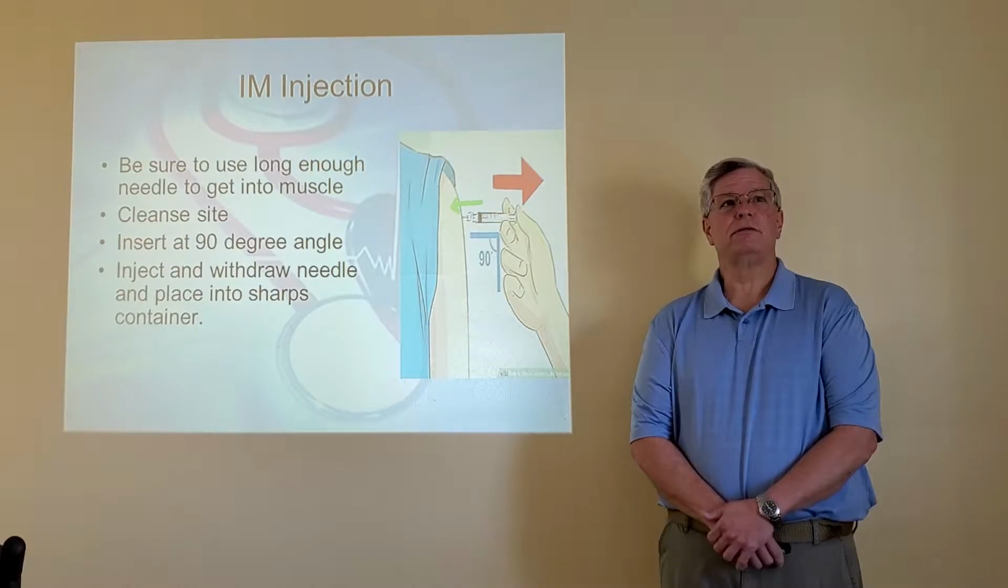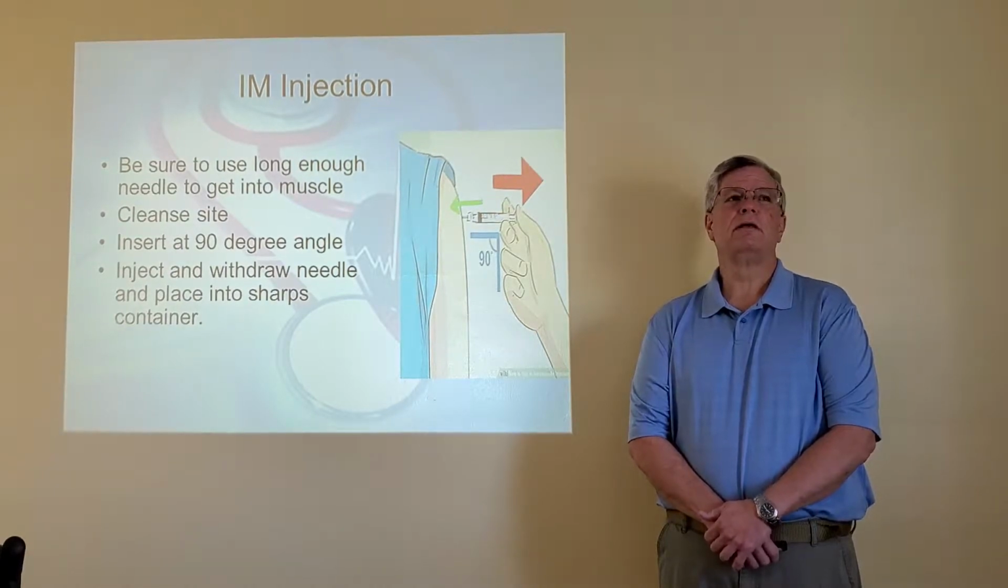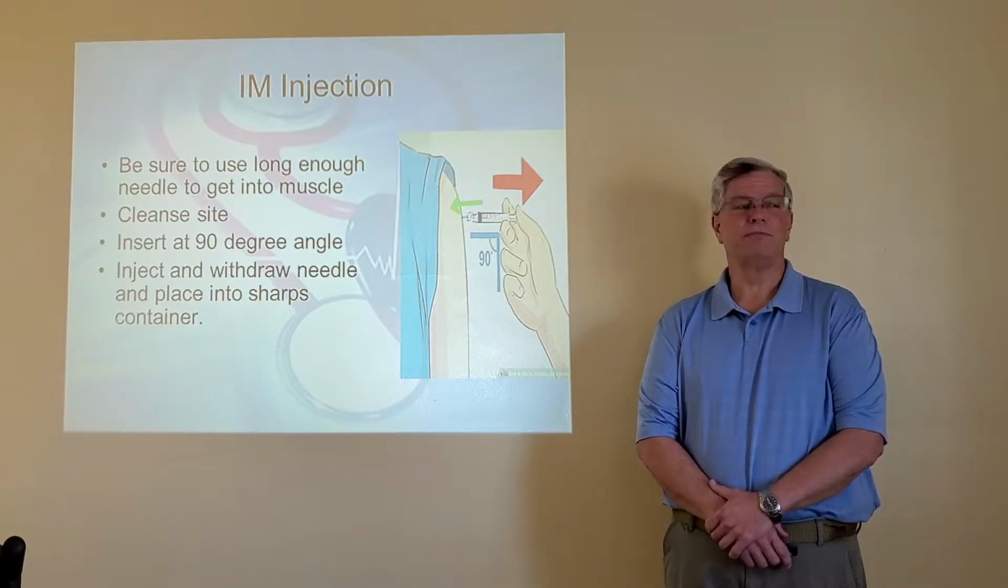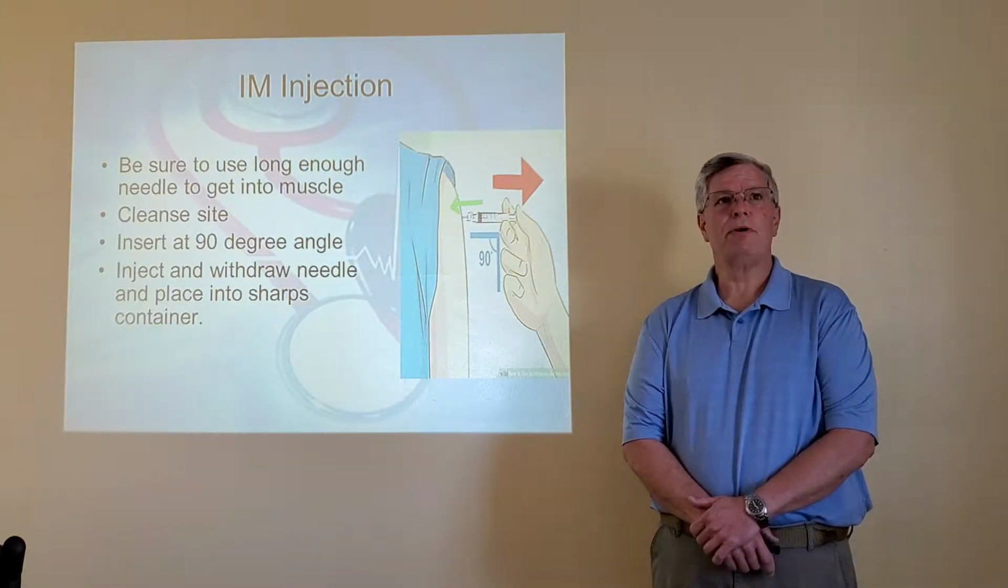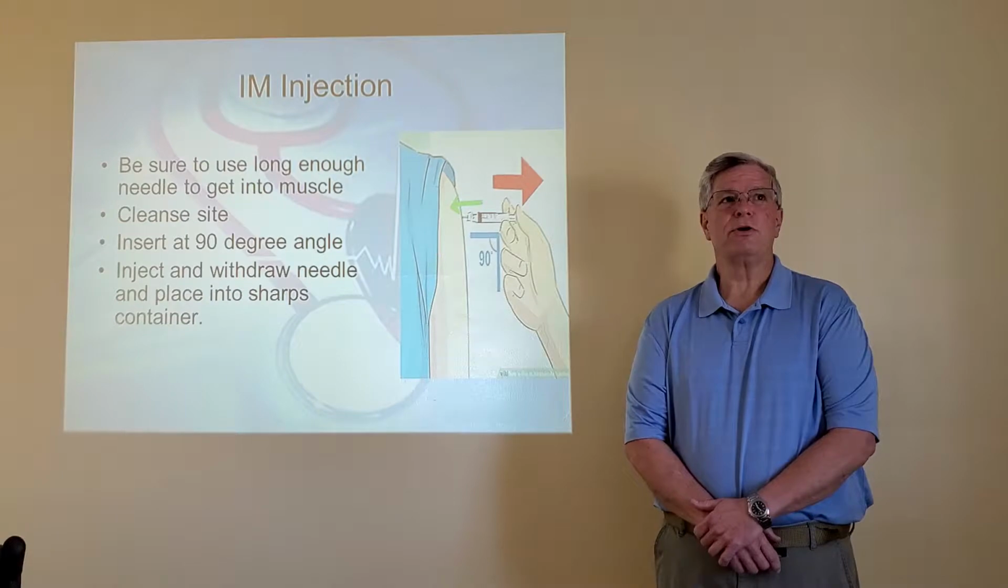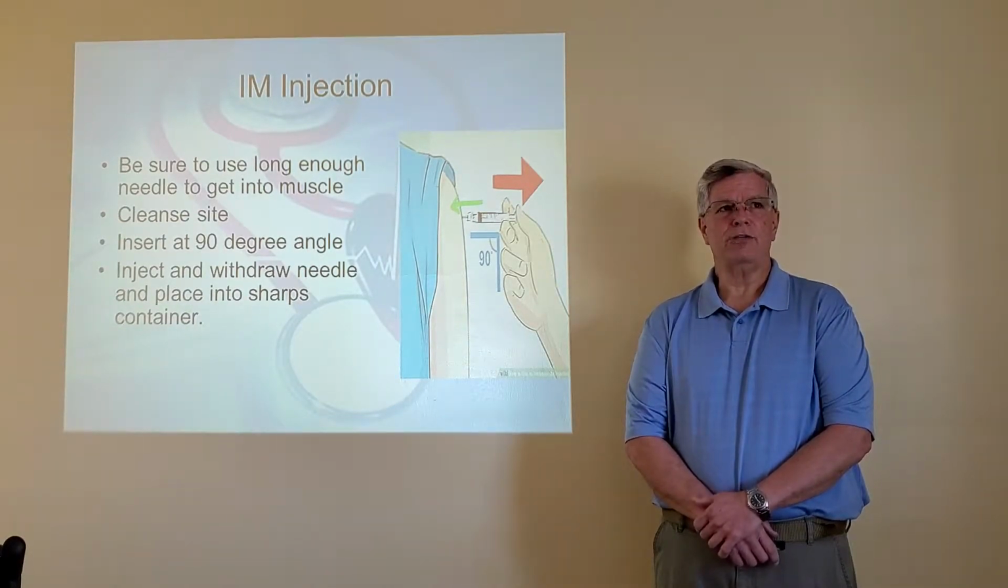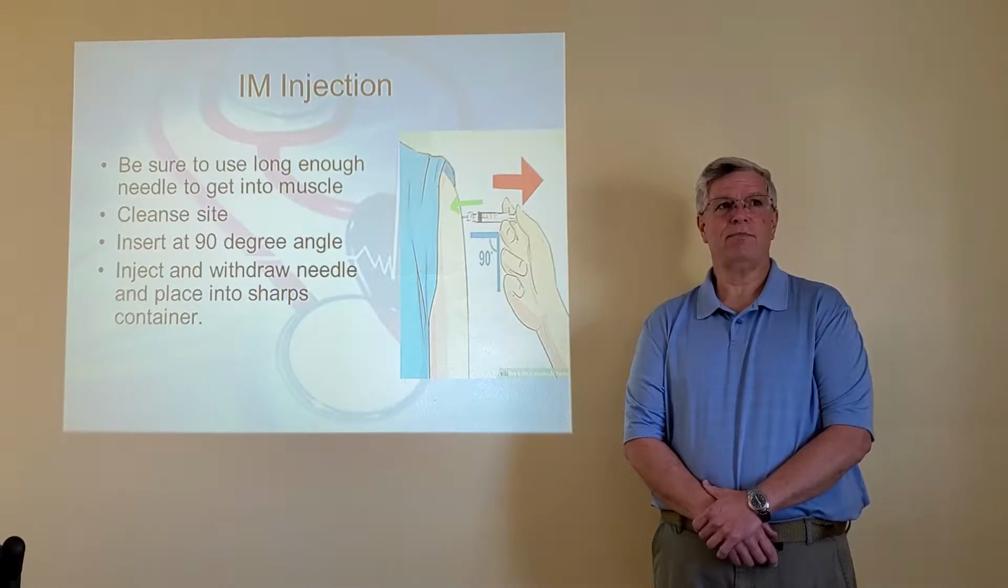IM injection. Be sure to use a long enough needle to get into the muscle. Clean the site properly. Insert at a 90-degree angle. Inject and withdraw and place in the sharps.